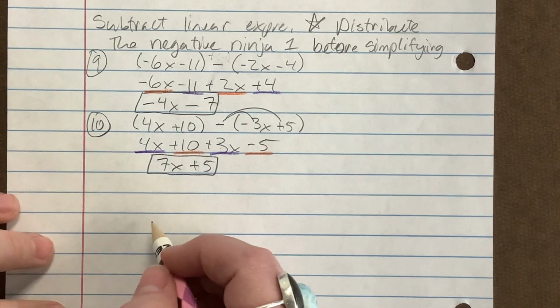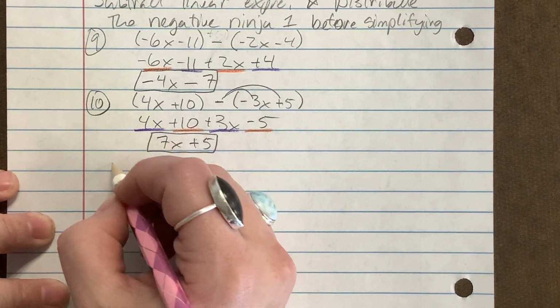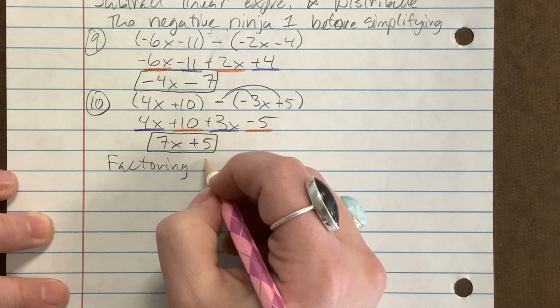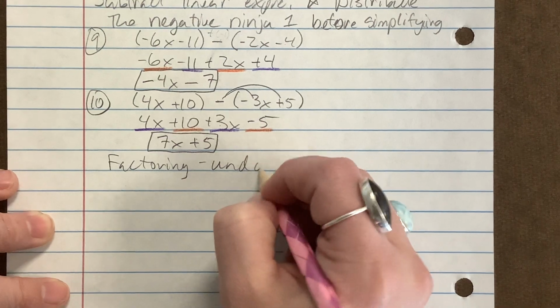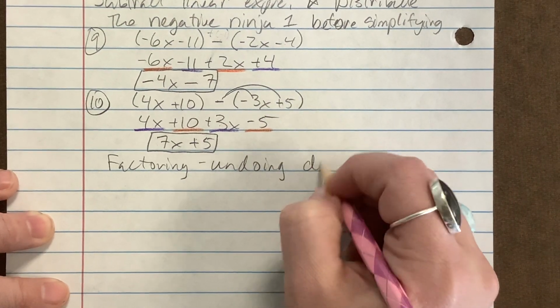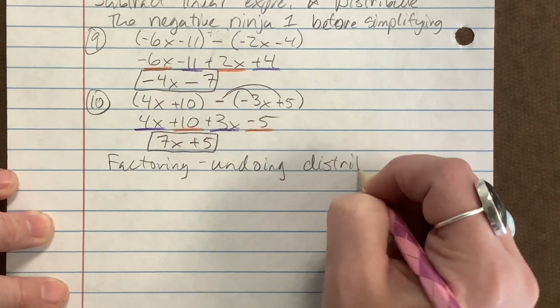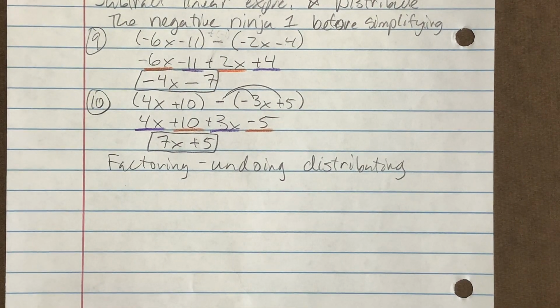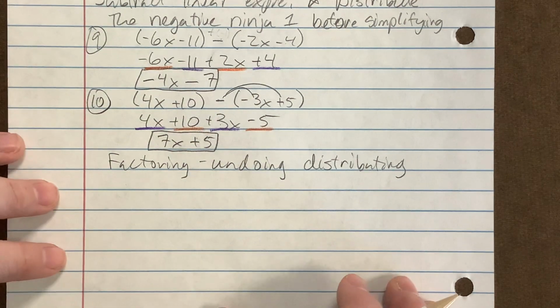All right, and then the last section was on factoring. And remember, this is just undoing distributing. And so we want to find the greatest common factor, and then that goes on the outside of the parentheses.